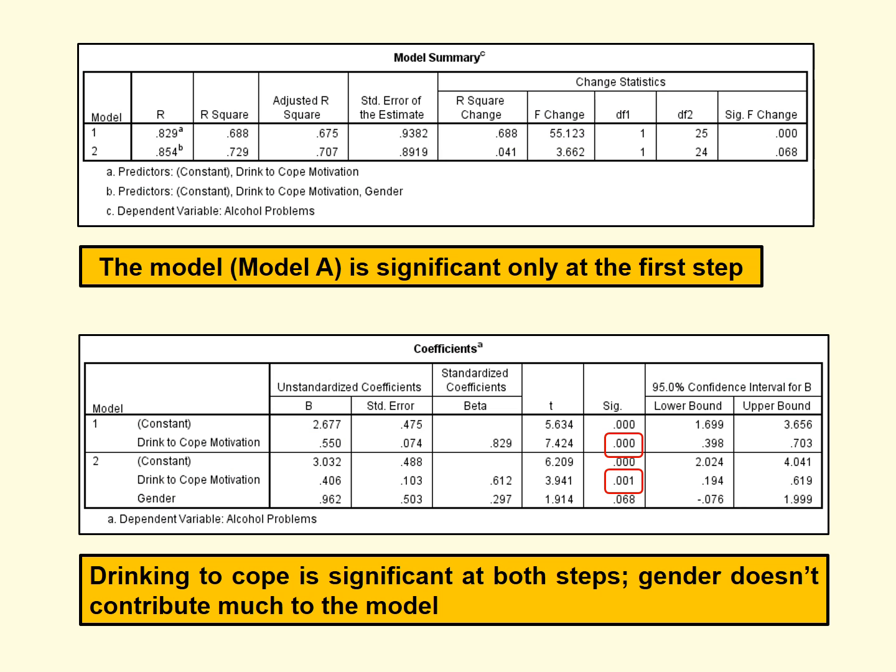And now model A is significant only at the first step. Drinking to cope motivation significantly improves the fit of the model. At step 2, the addition of gender adds only a very small amount of additional variance, about 4% variance explained, and that's not enough to be a significant improvement. If we look at our model now, drinking to cope motivation is significant at both steps, and gender, again, doesn't really contribute to the model.